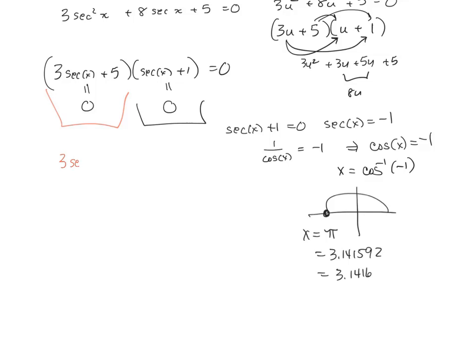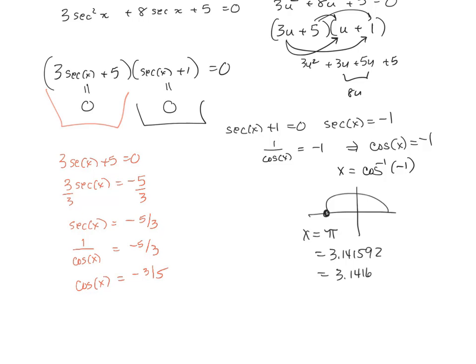We have 3 secant x plus 5 is equal to 0. Subtract the 5 from both sides. So you have 3 secant x equals negative 5. Divide by 3, and you have secant x is equal to negative 5/3. Again, secant is 1 over cosine x. And you can cross multiply, flip and multiply, or whatever, and you'll get cosine x is equal to negative 3/5. Therefore, x is equal to cosine inverse of negative 3/5.